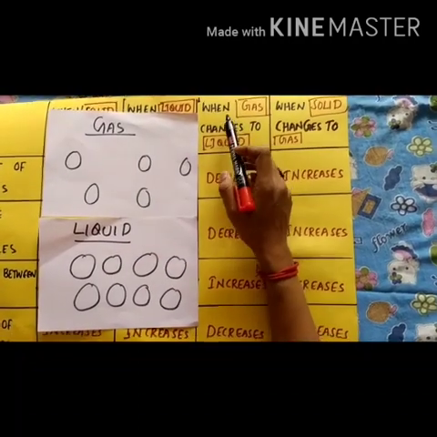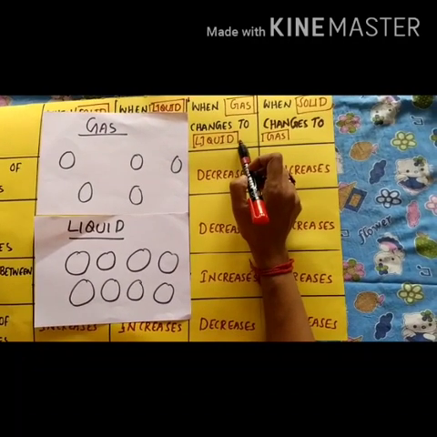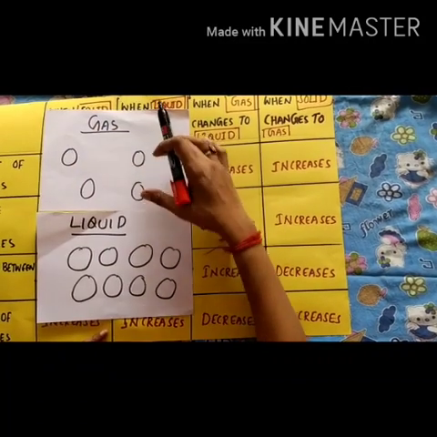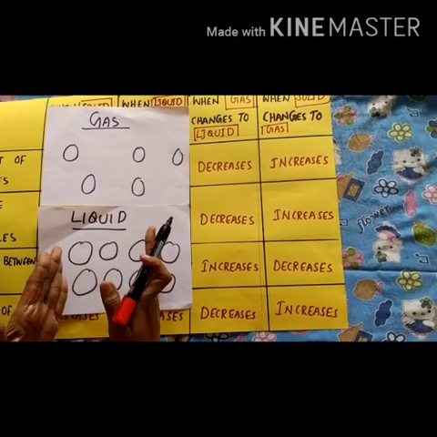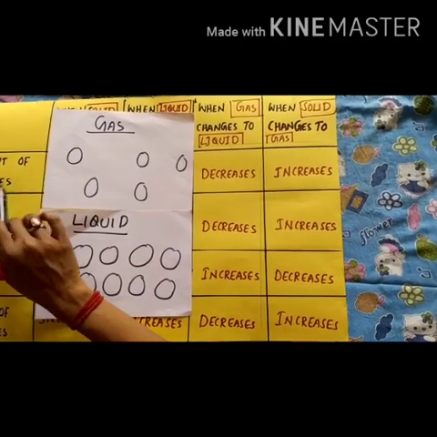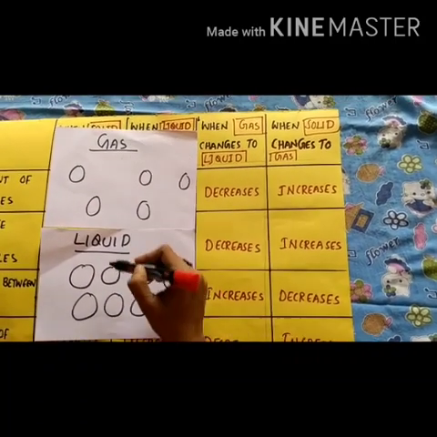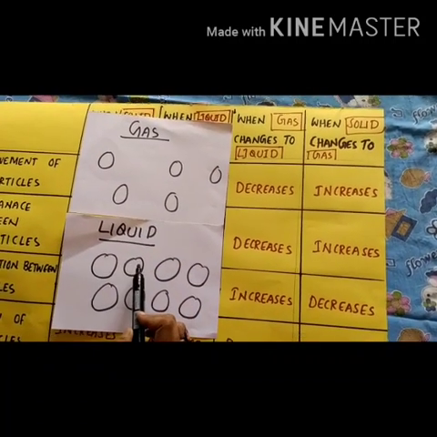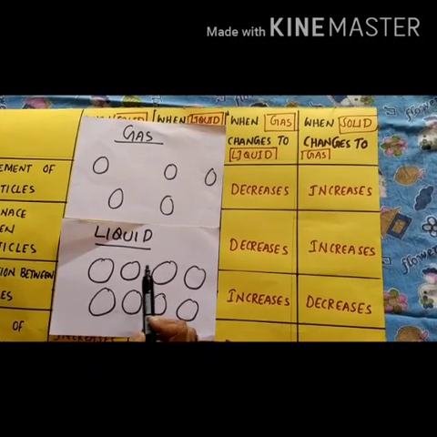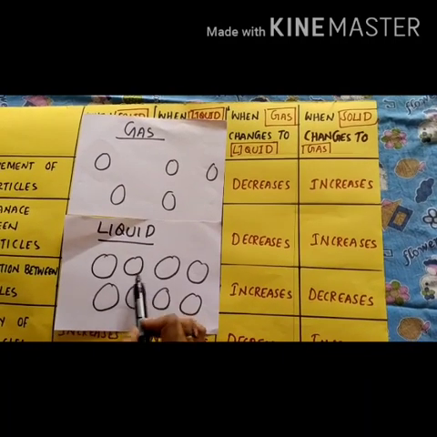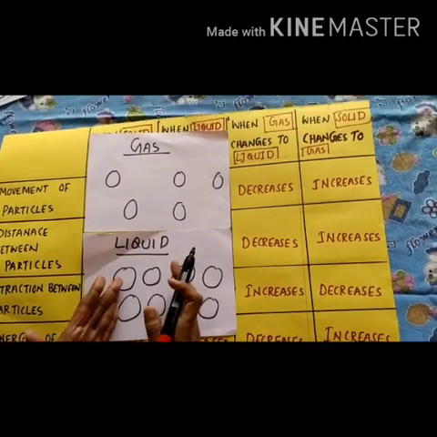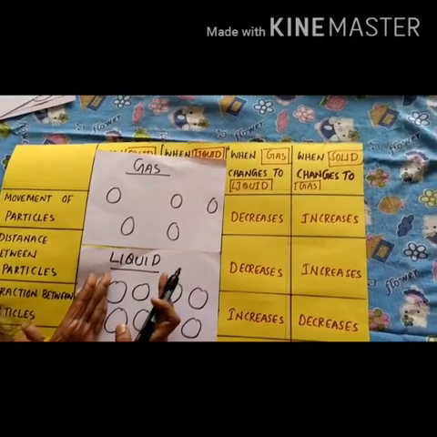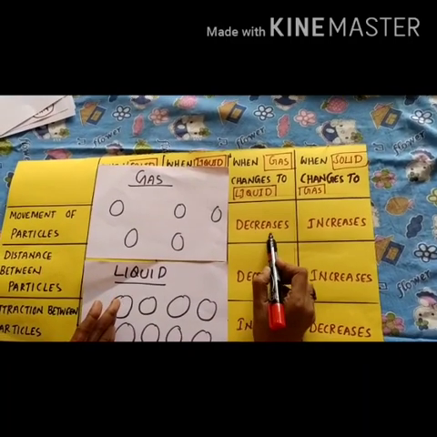The next one is when gas changes to liquid. What are the changes that occur? This is gas particles. Here particles are far apart, but if you take liquid, particles are somewhat closer. So what about movement of particles when this gas changes to liquid? The movement of particles, gas to liquid, decreases because in gas they are far apart. When this gas becomes liquid, particles are somewhat closer, so movement of particles decreases.